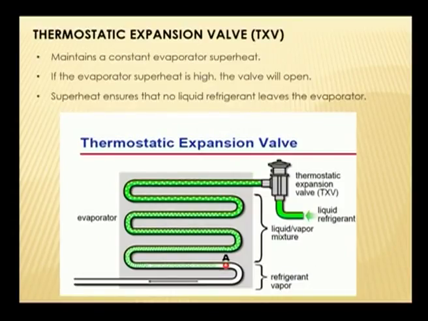One of the types of expansion valves is the thermostatic expansion valve. The purpose of a thermostatic expansion valve is to maintain a constant evaporator superheat. If the evaporator superheat is high, the valve will open, and superheat ensures that no liquid refrigerant leaves the evaporator. This is the role of a thermostatic expansion valve.